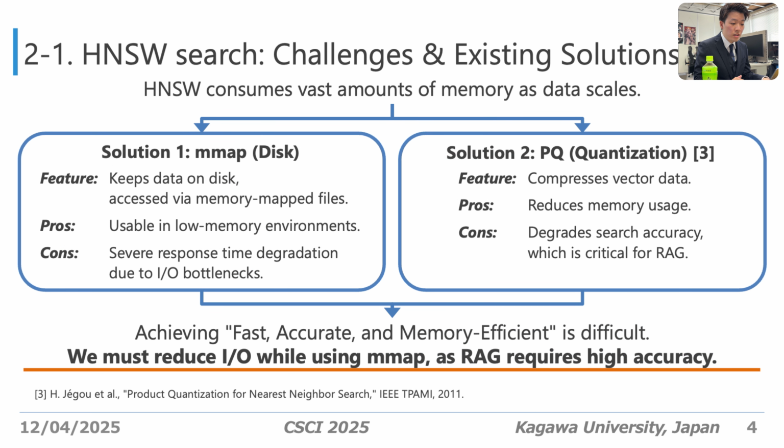So HNSW has a major challenge. It consumes a major amount of memory as the data scale increases. It is difficult to store all data in memory for large-scale RAG. There are two existing solutions, but they have problems.